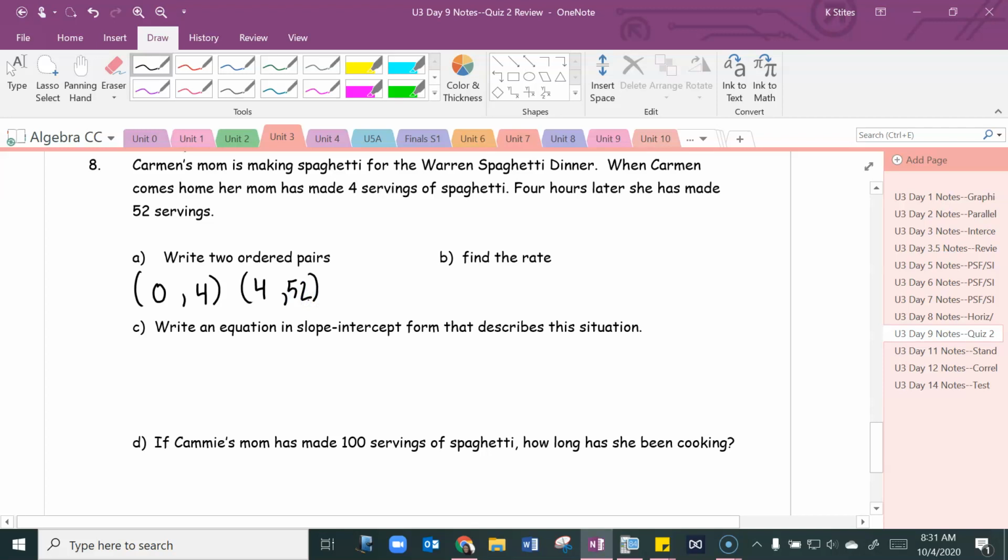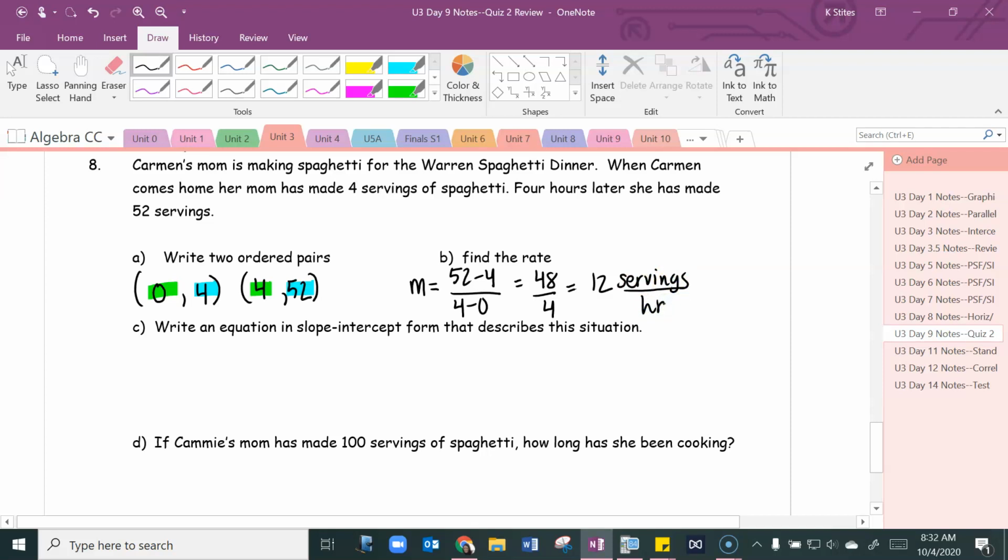And now I can go ahead and find the rate, which again is just the same as the slope. y2 minus y1 over x2 minus x1. So that's going to be a 48 over 4, which is 12, and our unit would be servings of spaghetti per hour.